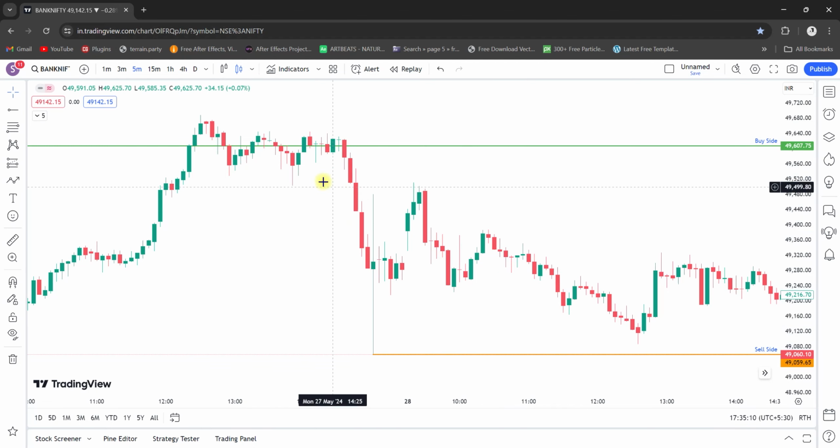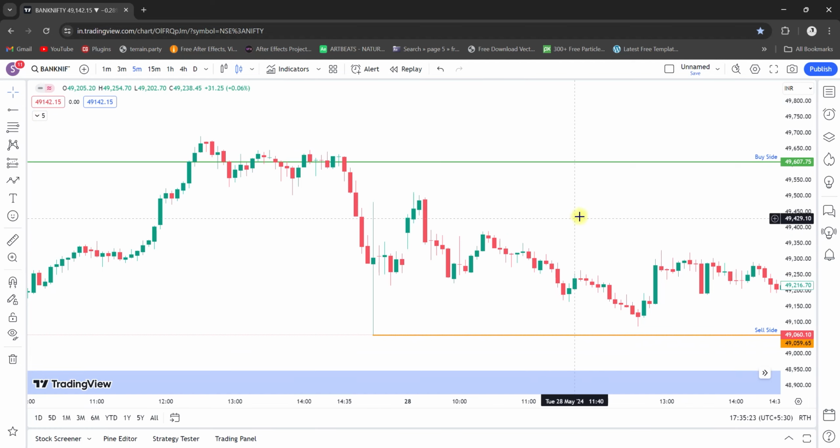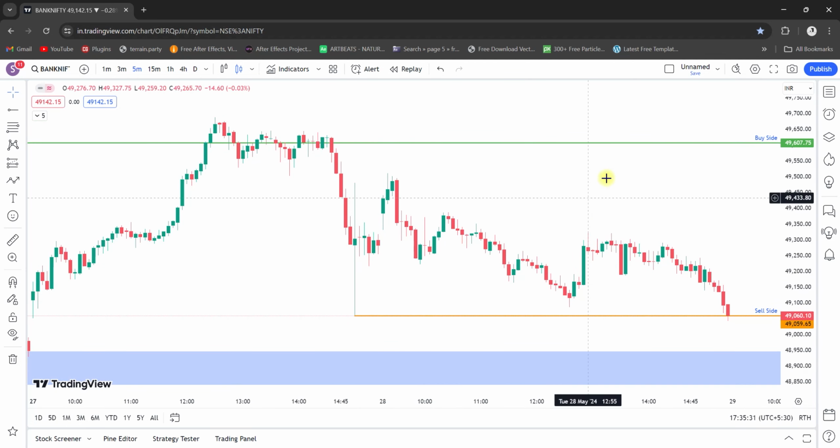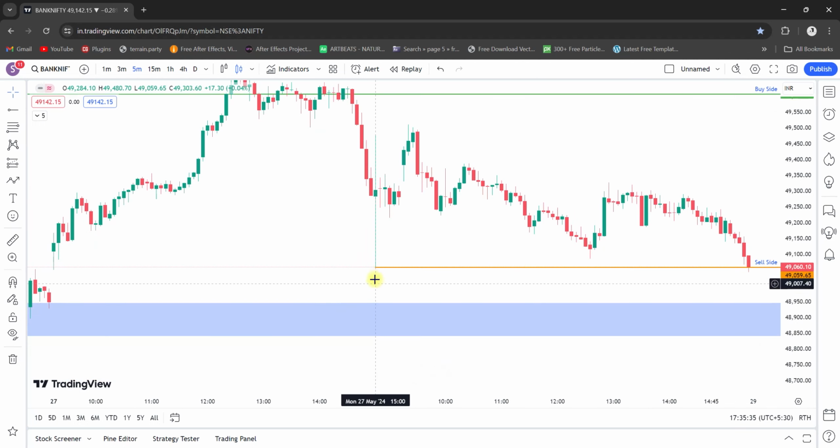From here, this was the high, this was the low. I'm just marking this as my buy side only. I'm not marking over here, that will be later only. This is the lowest point yesterday. This was a push down and a retrace. So this I marked as my sell side, in which the sell stops will be. Whoever bought here, the SL will be over here, somewhere like this only.